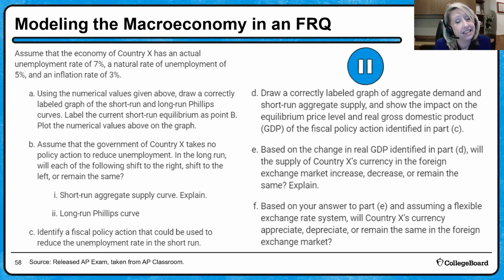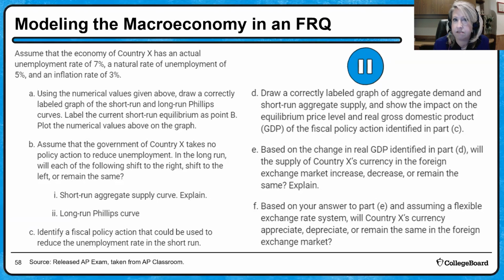All right, I actually think these questions with the numbers in them make the Phillips curve easier. So we are told that the economy has an actual unemployment rate of 7 and a natural unemployment rate of 5. Well, what does that mean to you? Right away, that means we are in a recessionary gap. Our current unemployment is higher than our natural rate. That means we have cyclical unemployment. So we have to use that knowledge to show where we are in the economy using the Phillips curve.